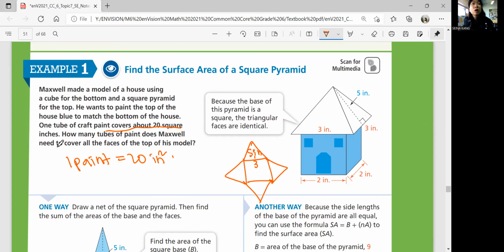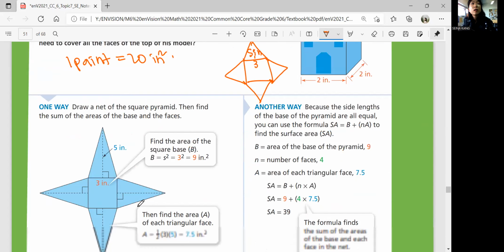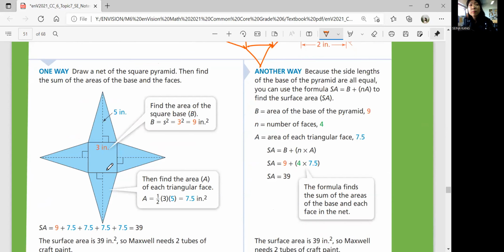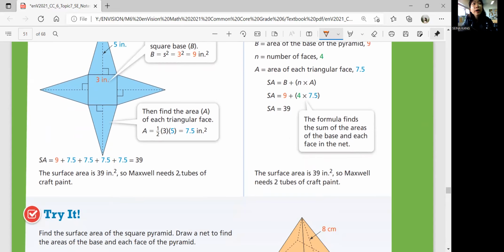Okay, so looking at your net, you can figure out the area of the base. 3 times 3 is 9 inches square. And 3 times 5 divided by 2 is the area of 1 triangular face, and that's 7.5 inches square. Times that by 4 and add your area of the base and you get 39 inches square.